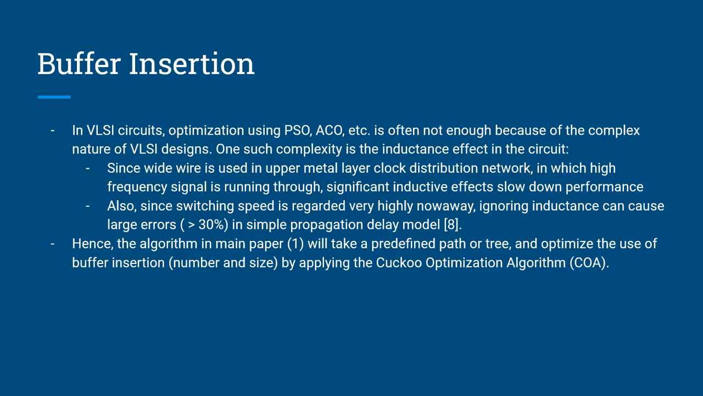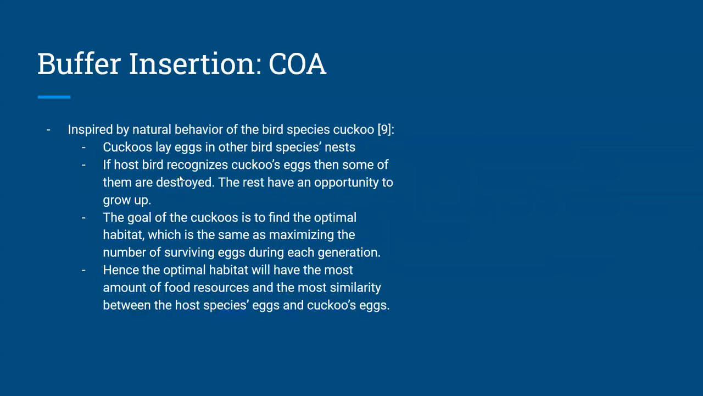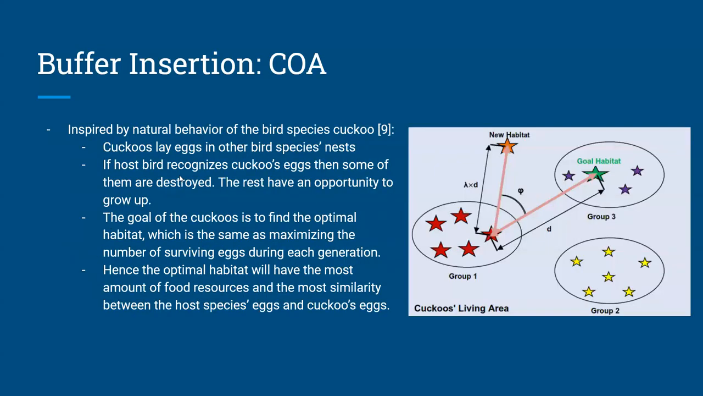Hence, the algorithm in main paper 1 will take a predefined path or tree and optimize the use of buffer insertion, aka the number of insertions and size, by applying what's called the cuckoo optimization algorithm, or COA. So COA is inspired by nature, again, the behavior of the bird species cuckoo. Cuckoo lays eggs in other bird species' nests. If the host bird recognizes the cuckoo's eggs, then some of them are destroyed. The rest have an opportunity to grow up.